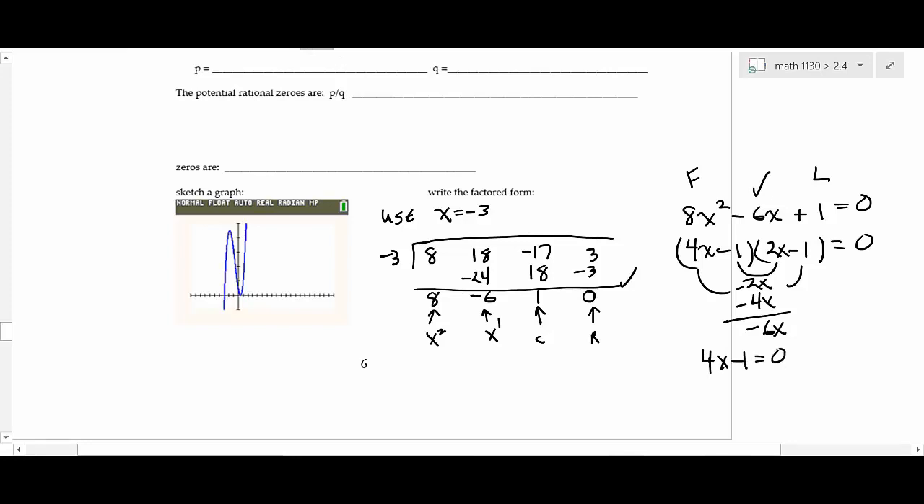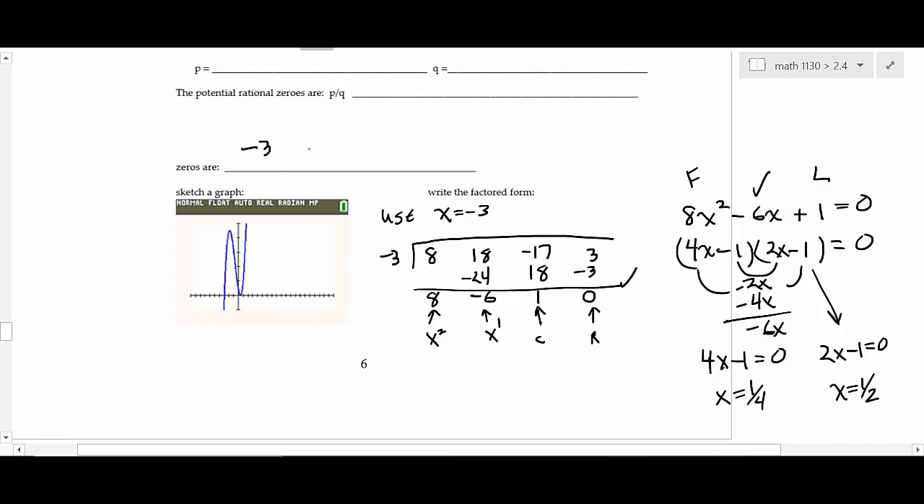Move the 1, divide by 4. So that's x equals a fourth. That would be one of your zeros. And then the other one would be 2x minus 1 equals 0. Move the 1, divide by 2. You would have x equals a half. So actually your zeros are going to be on here.